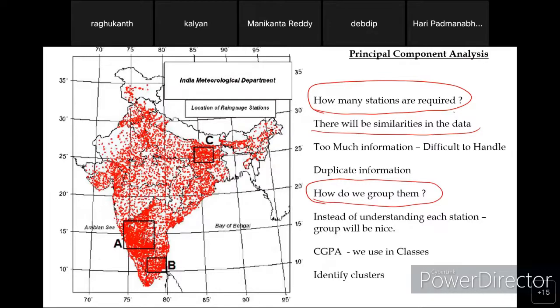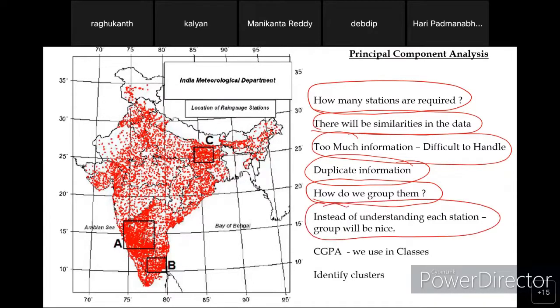There will be similarities in the data, and too much information is very difficult to handle, and duplicate things will be there. Once we have grouped them into several groups, or if we can classify them, it will be very easy for us to understand. So instead of studying each and every station, if you group them and you know the group properties, it is very easy for us to understand this information.